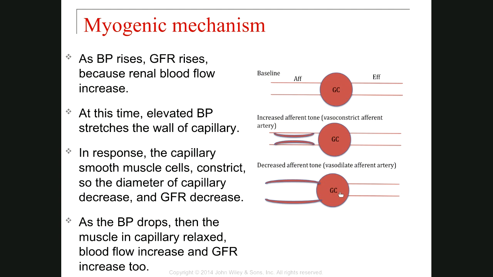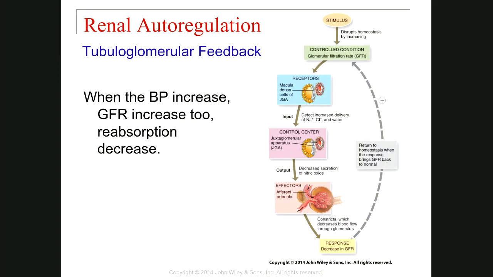And the myogenic mechanism occurs when stretching triggers constriction in the wall of our blood vessels. Specifically, our afferent arteriole is affected in this mechanism.